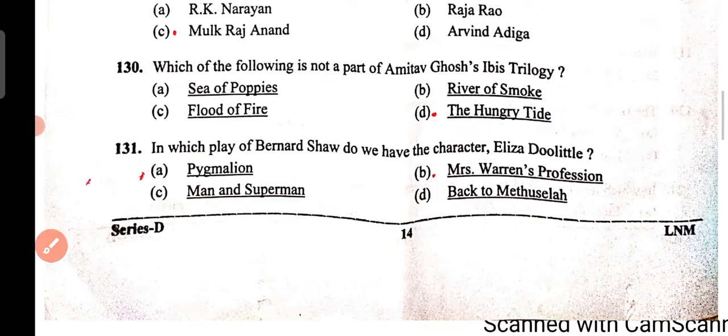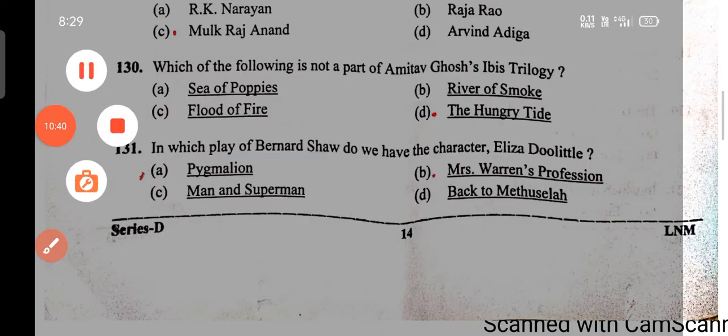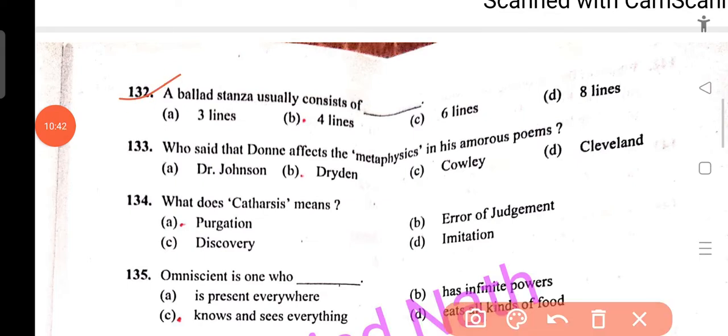Now the question number 131. In which play by Bernard Shaw do we have the character Eliza Doolittle? So its answer will be option number A, Pygmalion. Now the question number 132. A ballad's stanza usually consists of four lines. Option number B will be the correct.